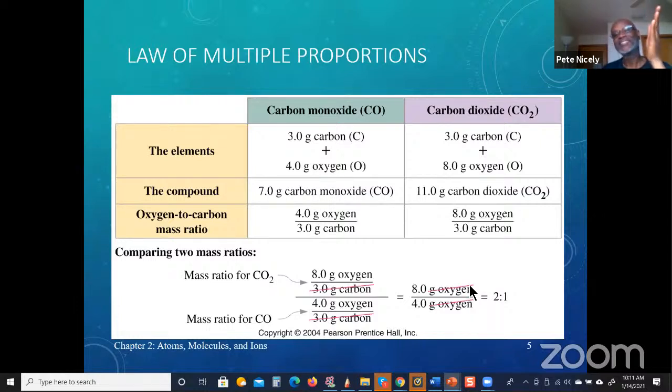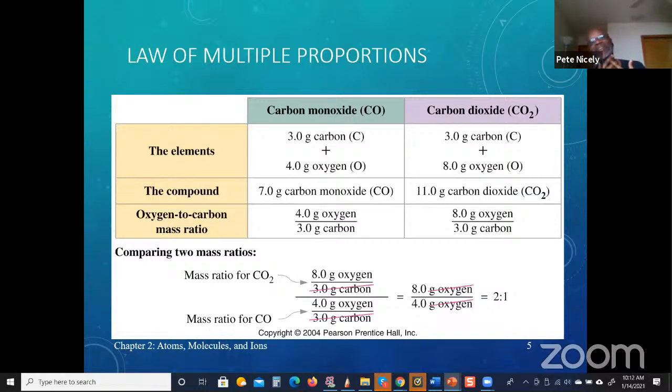It's saying that if you take the mass of one element in each compound, in this case carbon dioxide and carbon monoxide, if you take 3 grams of carbon in each of these compounds and compare the masses of the other element that is combined with the carbon in each case, you see that it's a small whole number ratio, in this case 2 to 1. And that should come as no surprise because, of course, in the formula of carbon dioxide we have a subscript of 2 for the oxygen, whereas we have a subscript of 1 for the oxygen in the case of carbon monoxide, right? So that's basically what this law is saying.